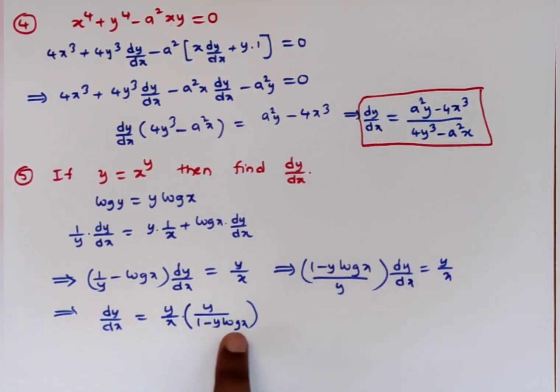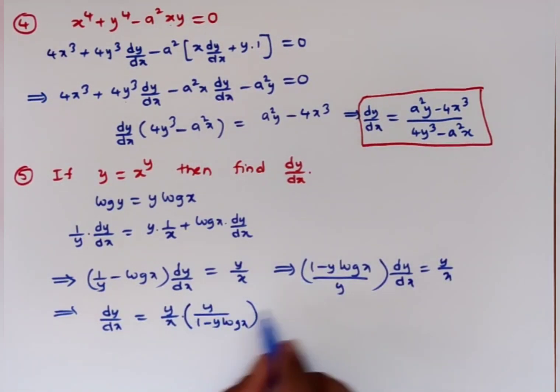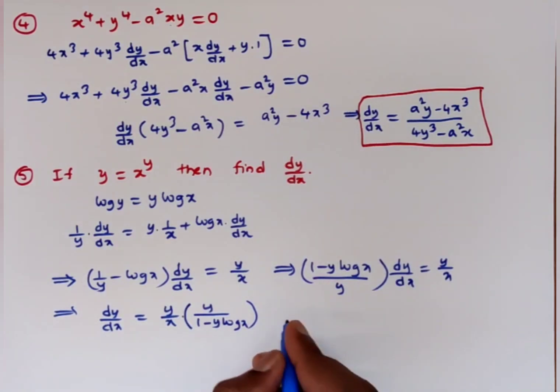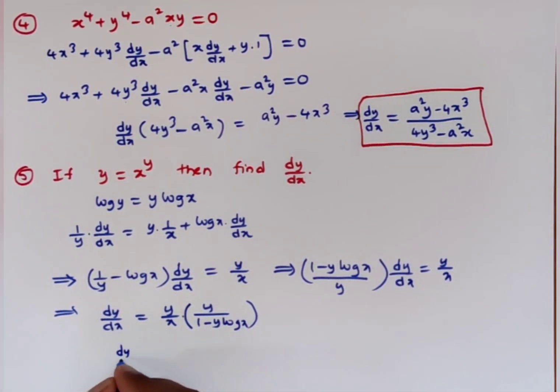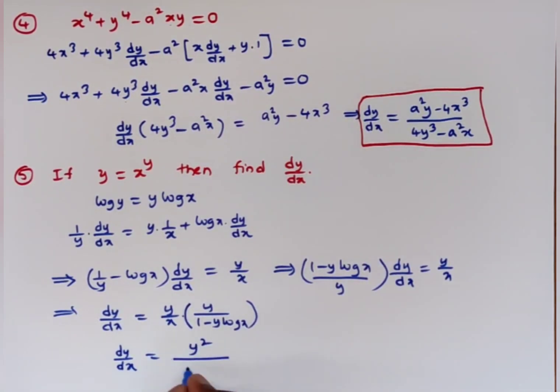Now this can be written as reciprocal. So y divided by 1 minus y into log x. So finally the derivative, dy by dx, is equals to y square divided by x times of 1 minus y into log x. This is the derivative for this y equals to x to the power of y.